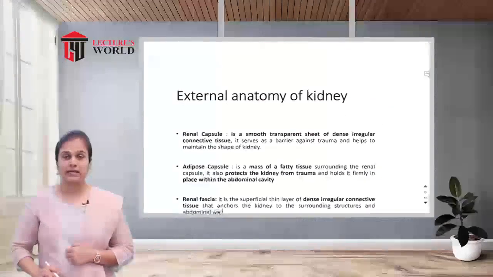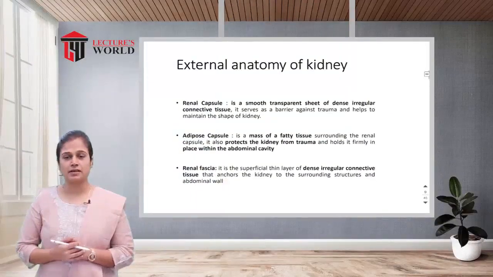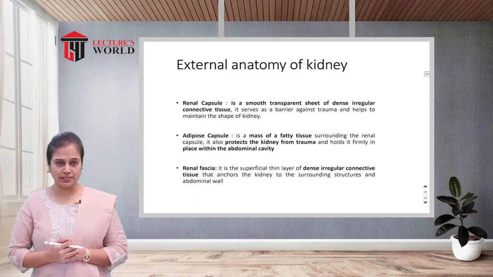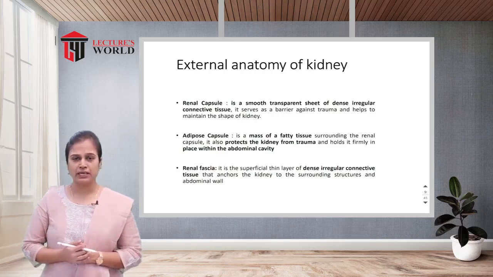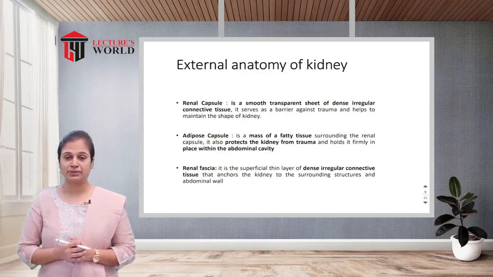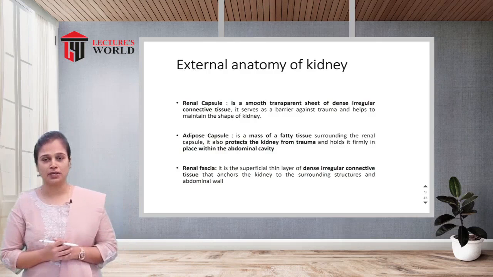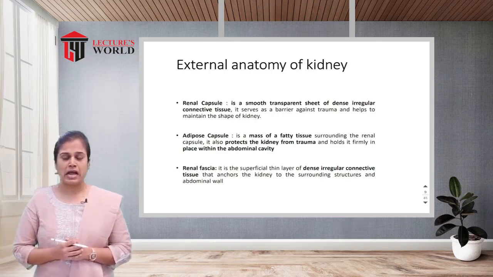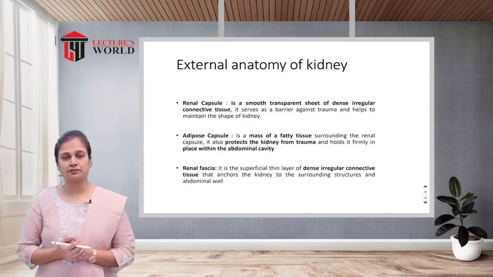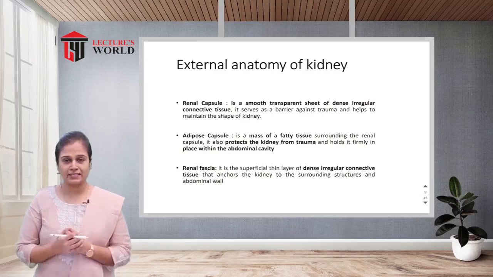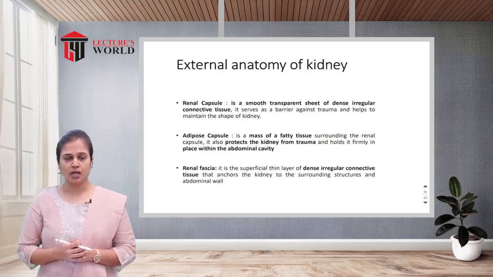More in detail about the external anatomy of the kidney. The renal capsule is a smooth, transparent sheet of dense irregular connective tissue. And what is the function of that capsule? It protects against trauma and it helps to maintain the shape of the kidney.